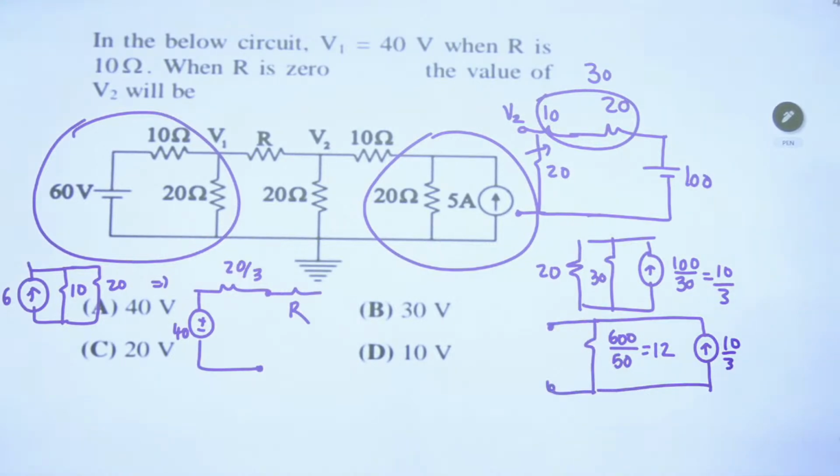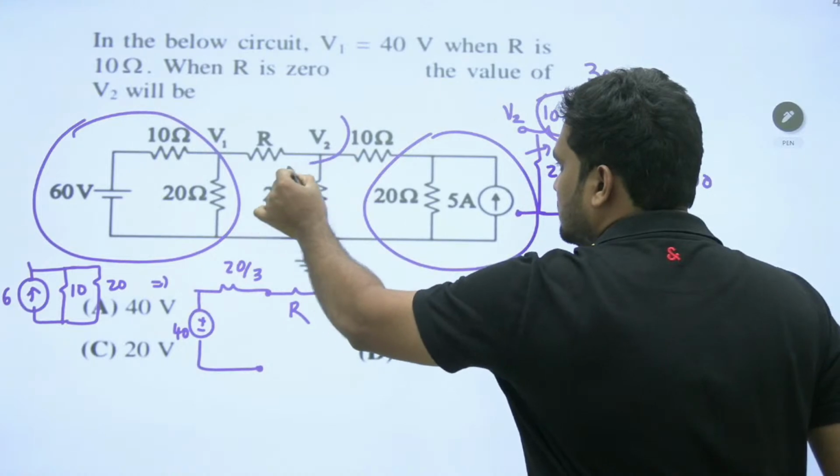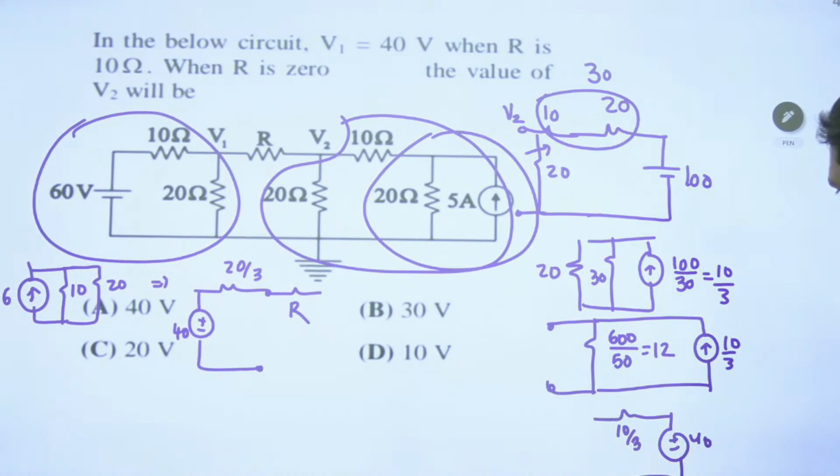This is the source transformation. If you multiply them, it will be equal to 10 by 3 and this will be 440. So ultimately what I want to say here is this part, you can replace this with a 40 volts and 10 by 3. Okay, and that is 20 by 3 आ रहा है. That is impossible. Just a moment here. मैं कुछ calculation गलत किया तो 10, 20.